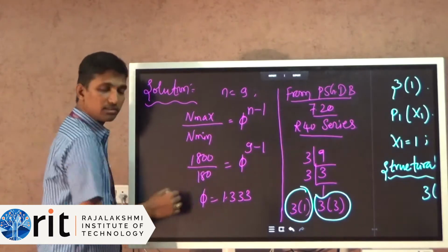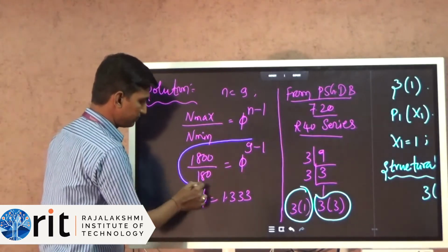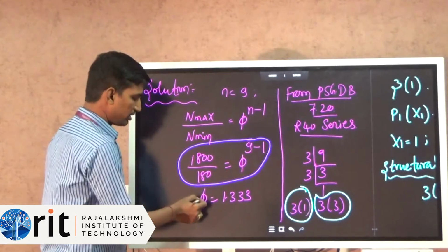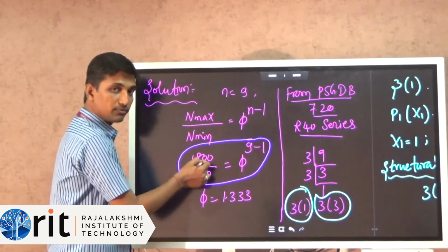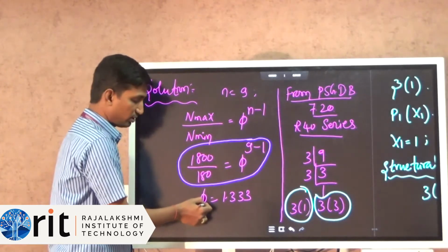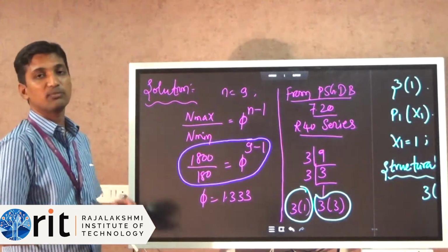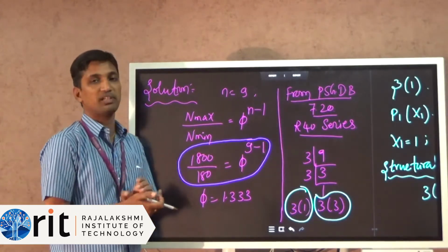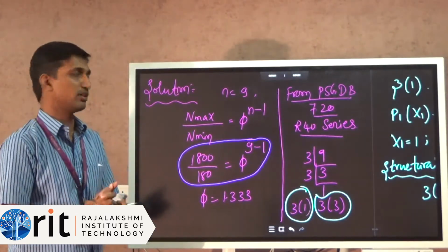Now this progression ratio I have to find out. Based on this calculation, after substituting the values in the formula, I have found the progression ratio as 1.33. This is the progression ratio for the given speeds. Depending upon the speeds, we can have different progression ratios.